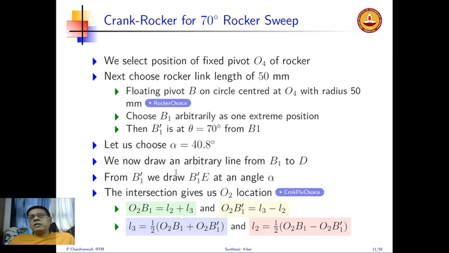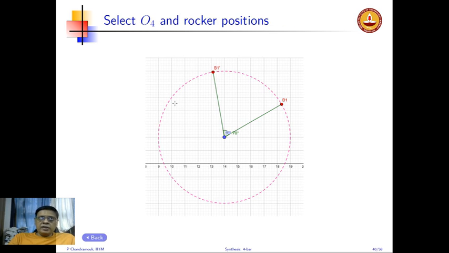The floating pivot, therefore, is going to be on a circle, because the rocker is going to rock back and forth as part of a circle, centered at O4 with a radius of 50 millimeters. So here is a sketch of that, what I've drawn. So I have arbitrarily picked, say, B1 here, and then from there, if you draw a 70-degree angle, I can get B1 prime here. So I can have several choices. I could have picked, for example, so I could now go back.